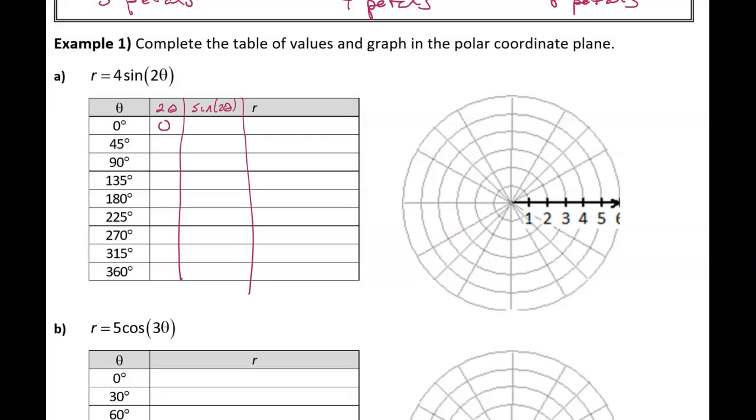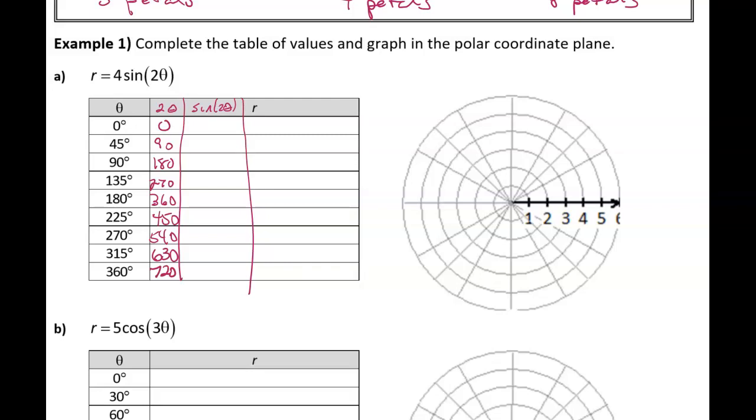So double the angles are 0, 90, 180, 270, 360, 450, 540. You notice we're just going by 90s, right? Because the thetas are going by 45s. So the 2 times thetas are going by 90s.